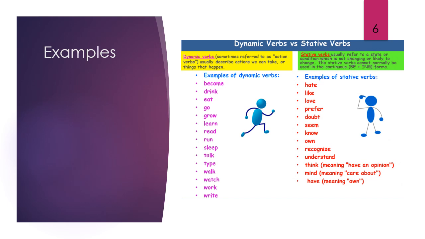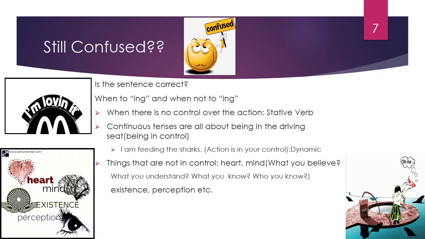Now here, think is not the process but having an opinion. I think I'm going correct. Mind, again, the meaning would be care about. Do you mind taking off your shoes? Have means ownership. So all these words are stative verbs. Still confused about what dynamic and stative verbs are and how you differentiate? Let me give you some other examples. Read that first sentence, which happens to be the tagline of McD: I'm loving it. So I'm loving it. It uses the ing form.